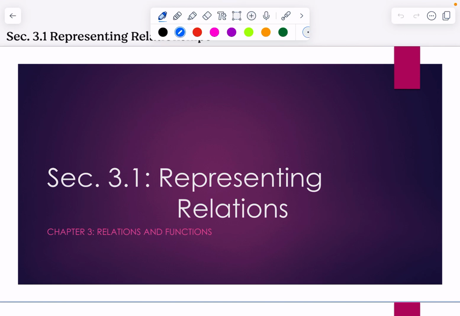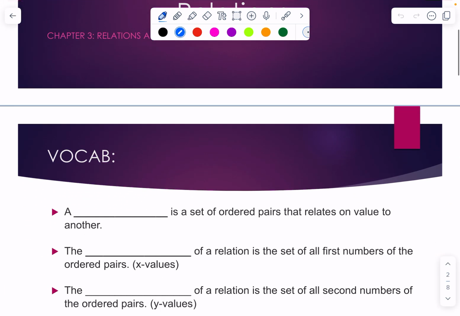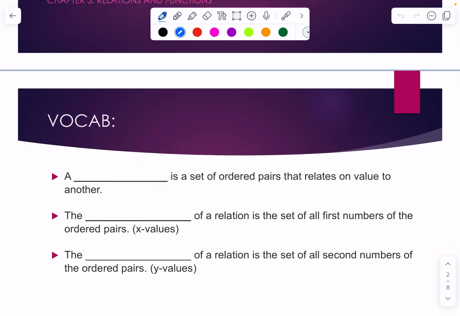We are starting into chapter 3 today. We're going to be working on section 3.1, representing relations. So the first thing we're going to do is let's talk some vocab.